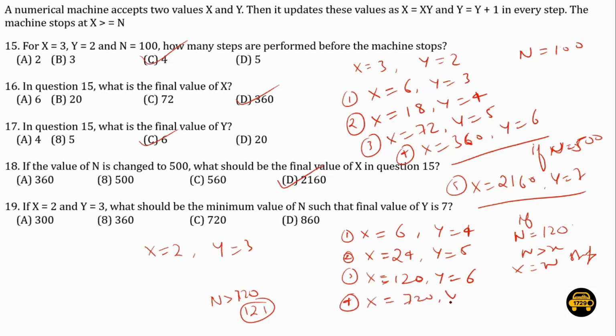In this case, x will become 720 and y will become 7. But since in the options 121 is not given and we have to find out the minimum value, we can just look at the value which is minimum and more than or equal to 121, which is 300. So the correct answer to this question will be 300. A lot of people get confused in this question and mark it as 720, but basically 720 is the maximum value of n for which y is 7. It's not the minimum.